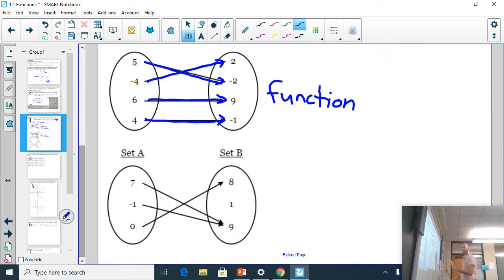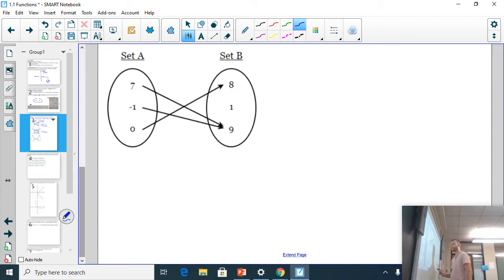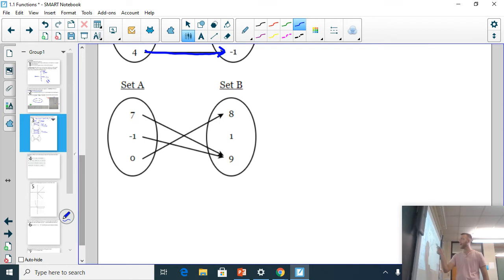Now here's one that might throw some people off. Take a second to think about this one and what you think. Is this a function, yes or no? And I encourage you to pause and think about it a little bit before I explain it. But the answer essentially is this is a function, right?